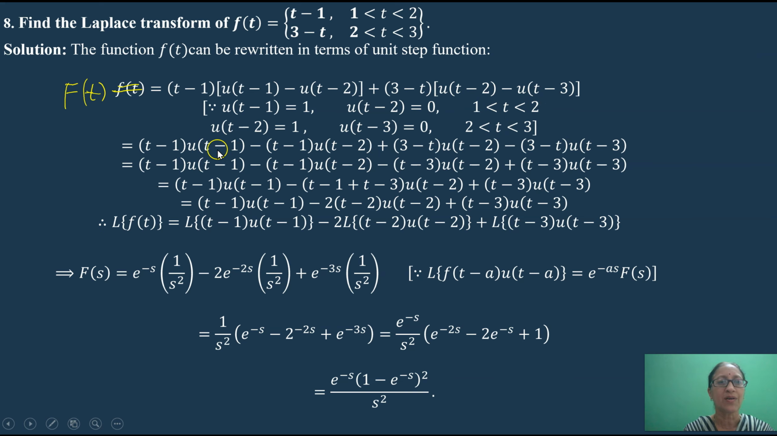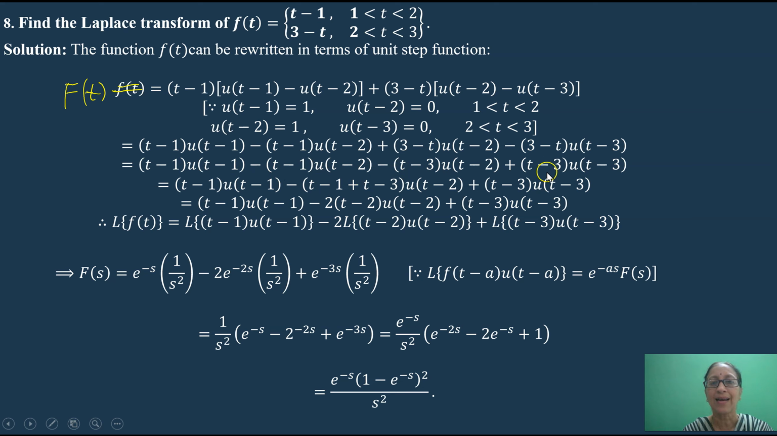Now, if you observe, u of t minus 1 appears only in the first term, so (t minus 1) into u of t minus 1 stays as it is. But u of t minus 2 you can observe in two terms, the second and third terms. If you take u of t minus 2 common from these two terms, you get t minus 1 plus 3 minus t. Here I have written 3 minus t as minus of (t minus 3), and then taken this minus sign out. So (t minus 1) plus (t minus 3), into u of t minus 2.